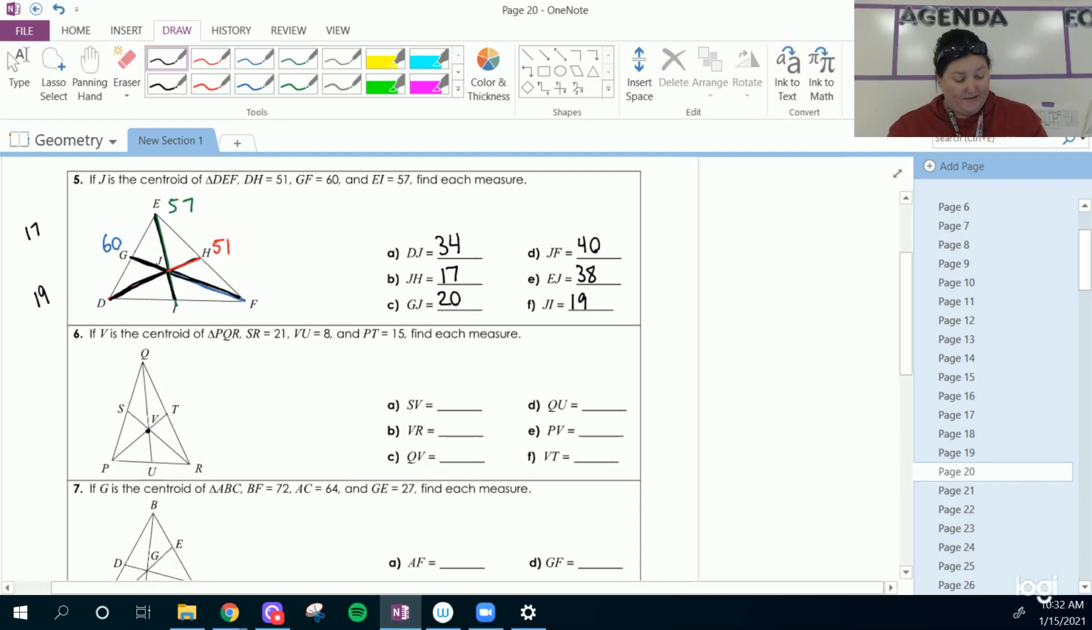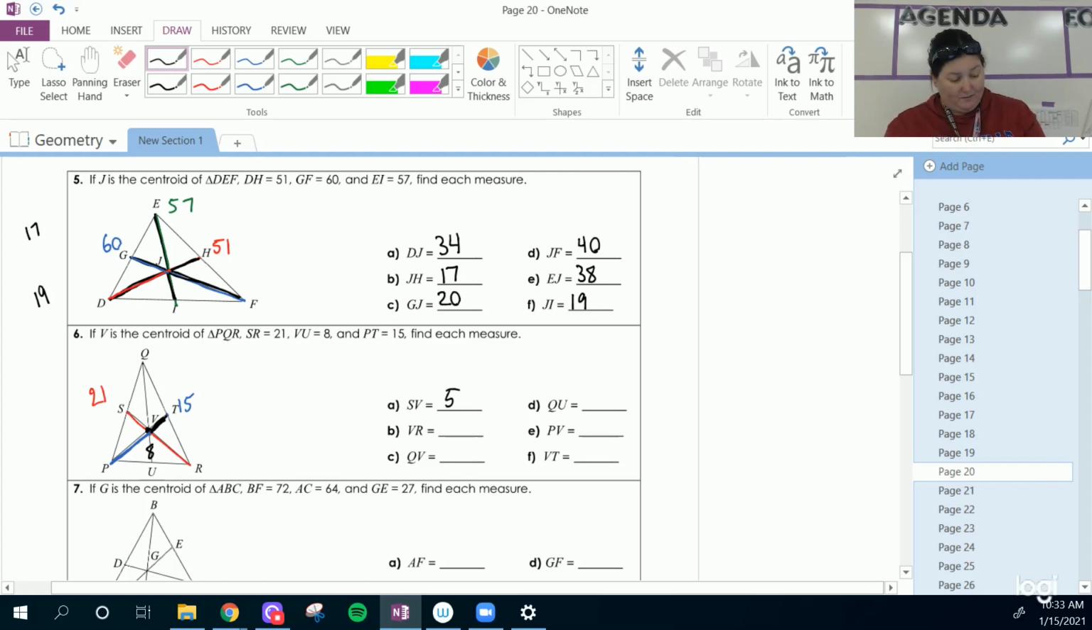Next problem says V is the centroid of triangle PQR. SR is equal to 21. So SR is 21. VU is this small segment here, is 8. PT is this whole segment here, is 15. Find each measure. So we're finding SV first. So SV is the small piece. So 15 divided by 3 is 5.